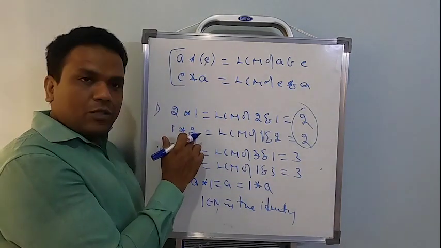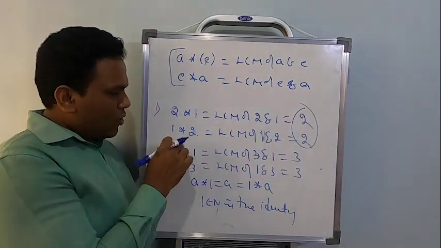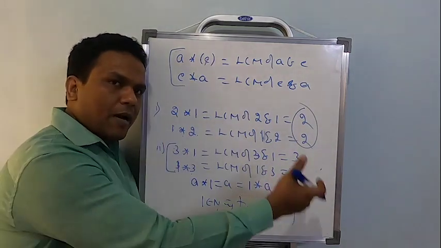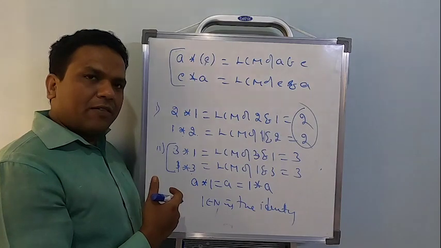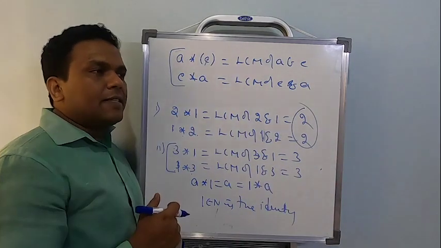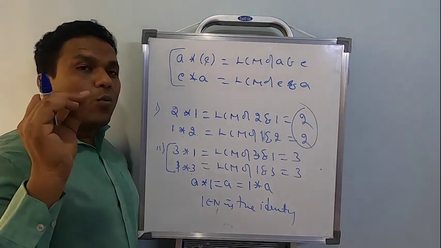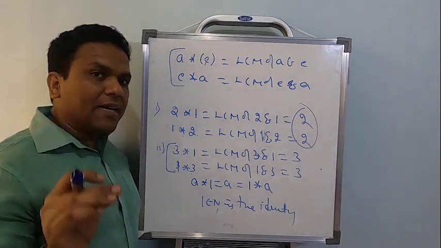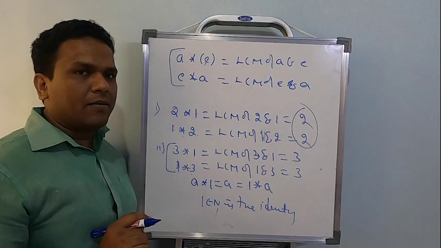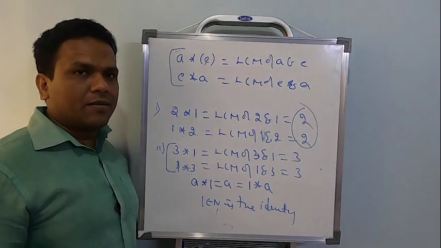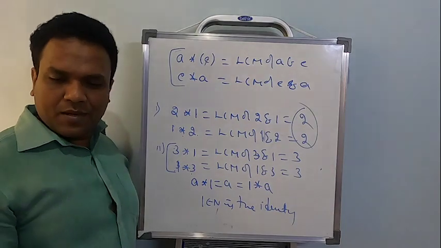When I operate 1 with 2, I will get back 2. When I operate 3 with 1, I will get back 3. If I operate 4 with 1, I will get back 4. If I operate 5 with 1, I will get back 5. Correct? In such case, 1 will be called the identity element. One particular element of a given set acts as the identity element. There will not be more than one identity element. You have to remember this. I hope it's clear, students.